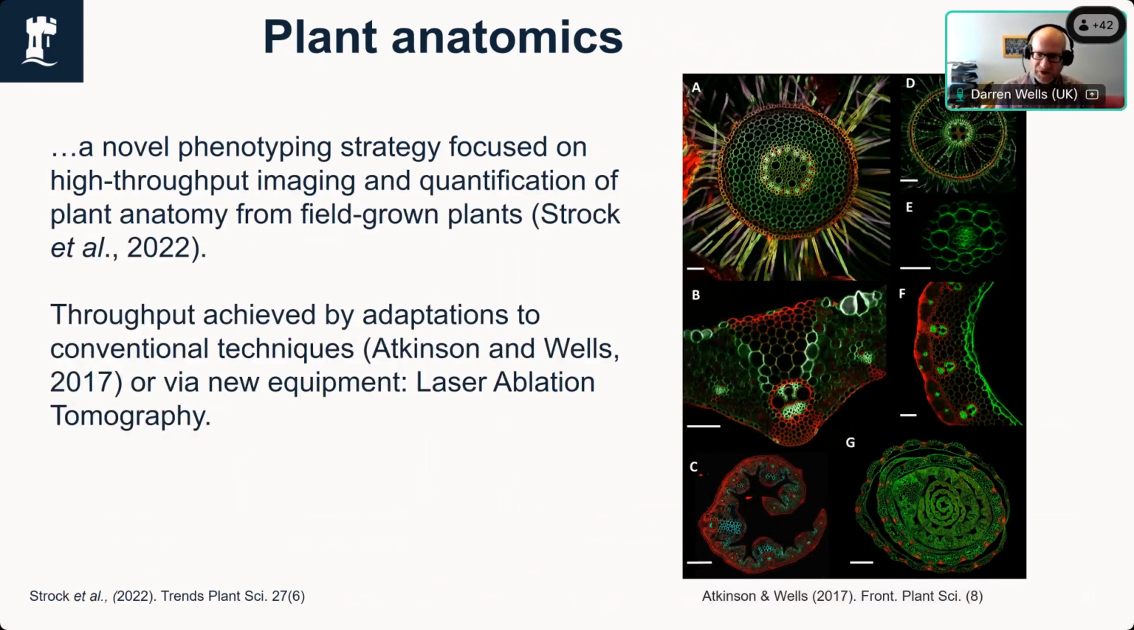And you can increase throughput of this by using new technologies like laser ablation tomography, which I'll talk about in a second, or by adapting existing techniques. And myself and John Atkinson a few years ago, before we could afford a laser ablation tomograph, worked out a way to increase the throughput by using confocal microscopes for fast, accurate imaging and vibratomes and embedding systems. You can do some very good work on anatomy with equipment you already have.